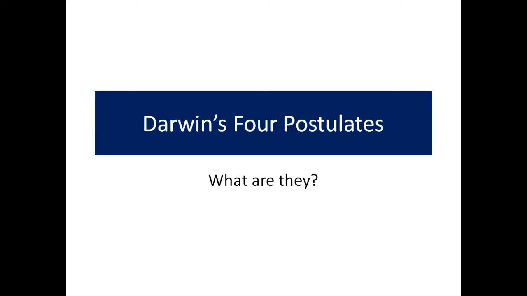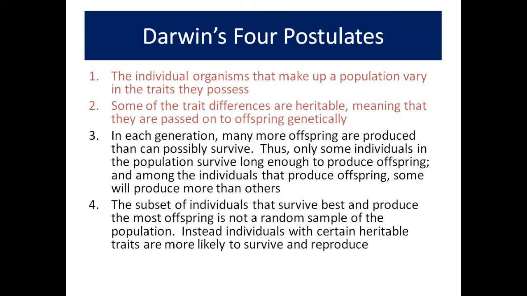The four postulates are: the individual organisms that make up a population vary in the traits they possess. The second is that some of the trait differences are heritable, meaning that they're passed on to offspring genetically. The third postulate is that in each generation, many more offspring are produced than can possibly survive. Thus, only some individuals in the population survive long enough to produce offspring, and among those that produce offspring, some will produce more than others.